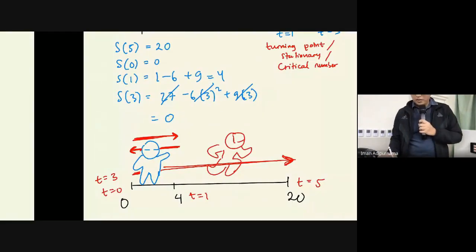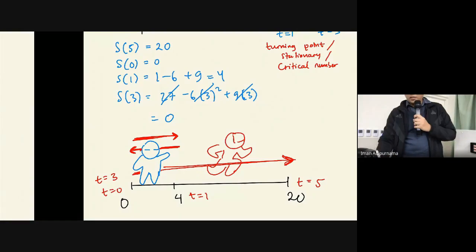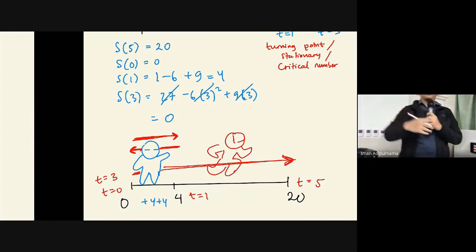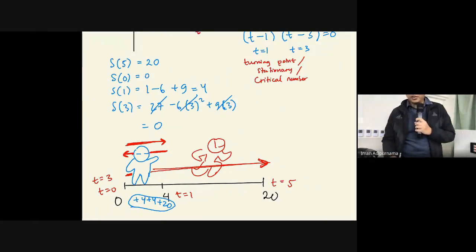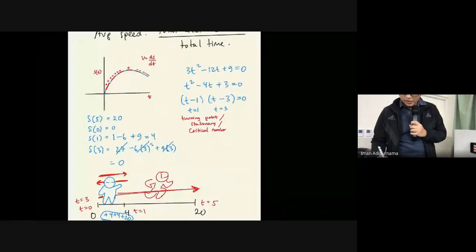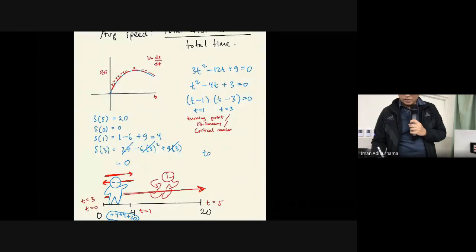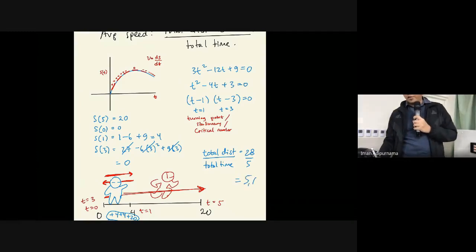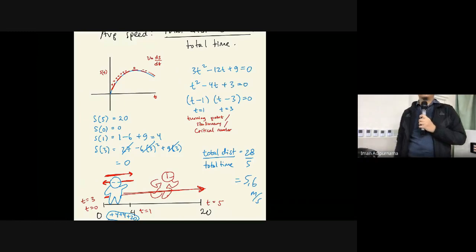So from 0 to 4, he goes plus 4, and then also 4 again because he's going back to 0, and then plus 20. This is the total distance traveled. So the total distance is 28 divided by the total time, which is 5. So this is 5.6 meters per second.